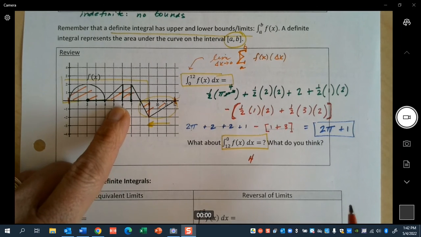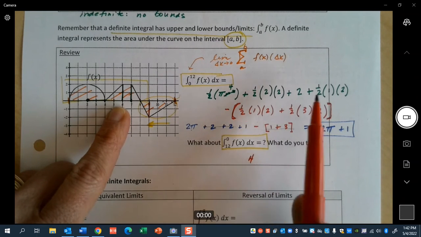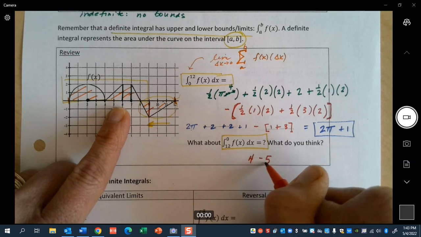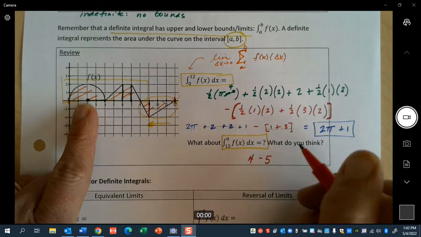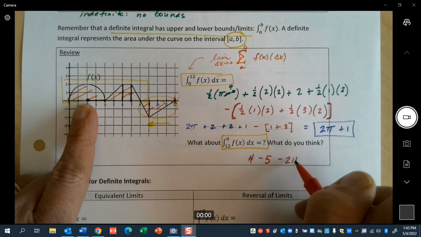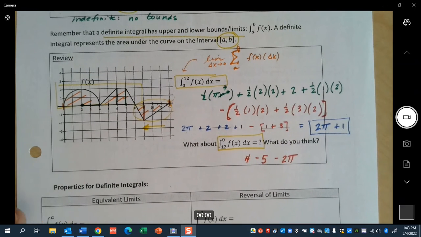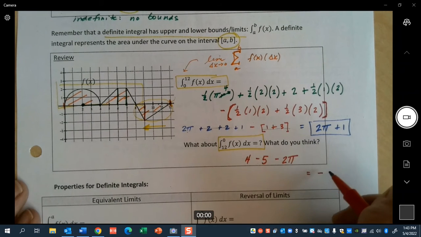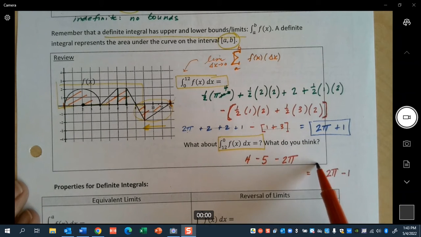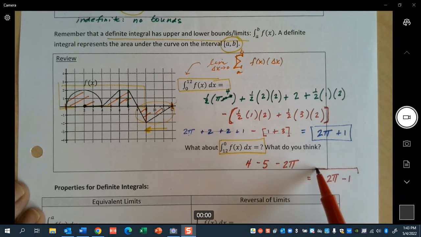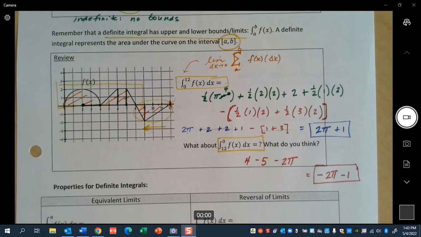and because I'm moving right to left, this 5 that I had here, and this 2 pi, now I wind up with negative 2 pi minus 1. So the inverse. Kind of cool.